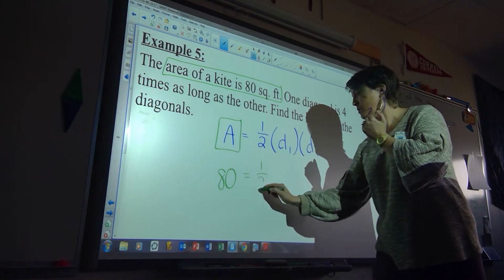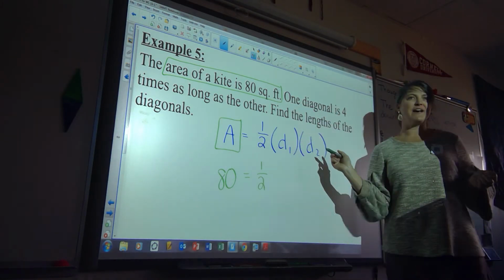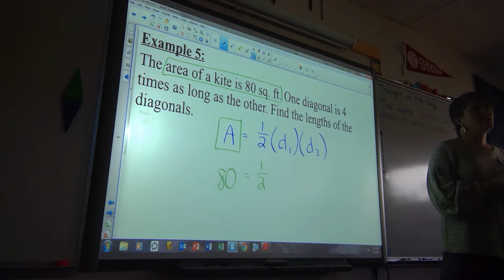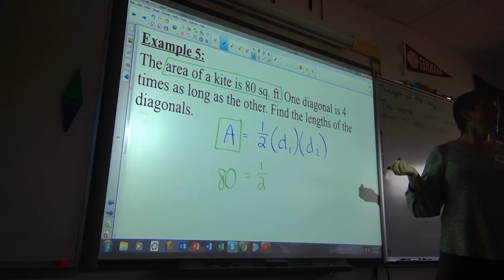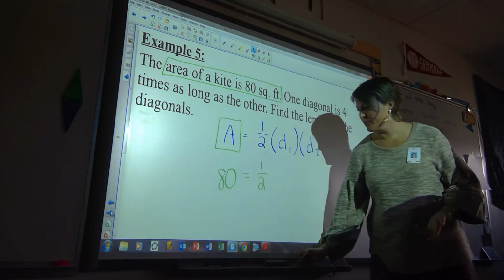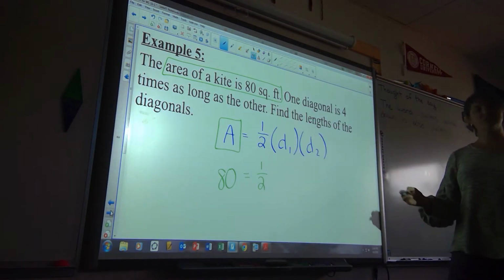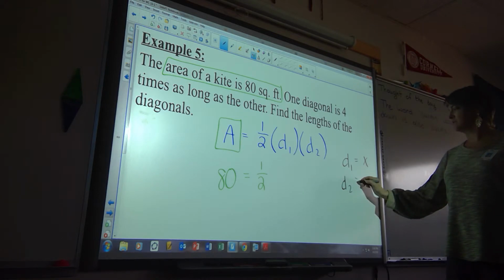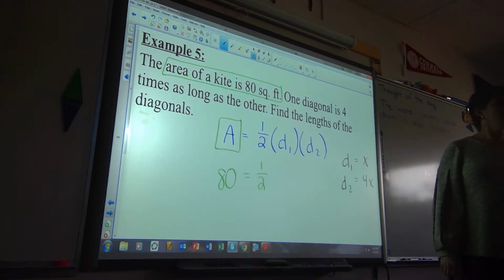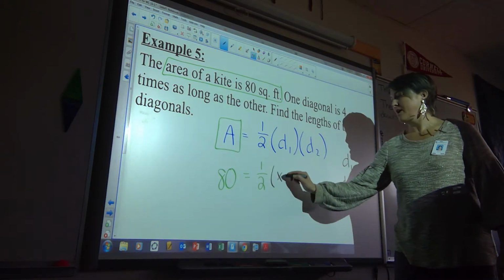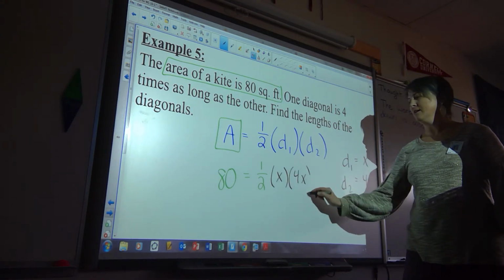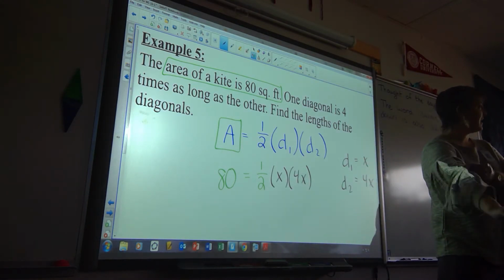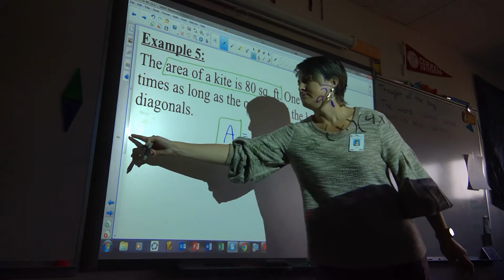Now, I still have 2 variables here. Is there any way that I could not have 2 variables? Could you make one of them x and then the other one like 4x? Yeah, let's do that. I don't think it matters which is which. So let's say that D1 is x and D2 is 4x. So then we would have an x here and a 4x here, and we should be able to find that one missing variable.